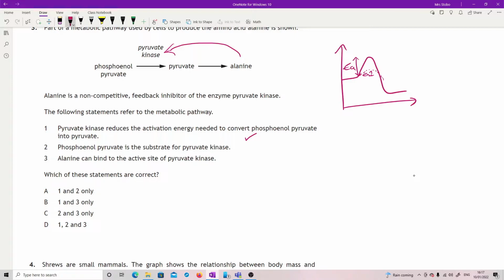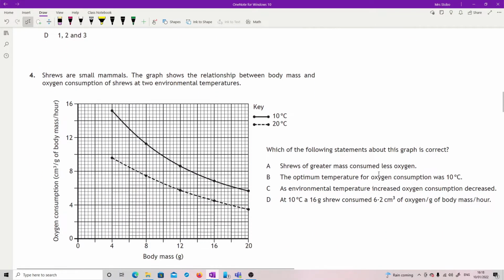For statement 2, phosphoenol pyruvate is the substrate for pyruvate kinase. Substrate, enzyme, product. Yep. Statement 3, alanine binds to the active site of pyruvate kinase. It tells you here, non-competitive. If it's non-competitive, it binds to a site other than the active site. So that is wrong. So it's 1 and 2 only. Okay, not 3. So A.